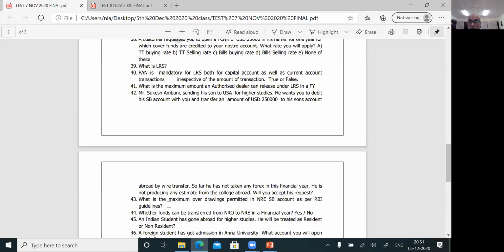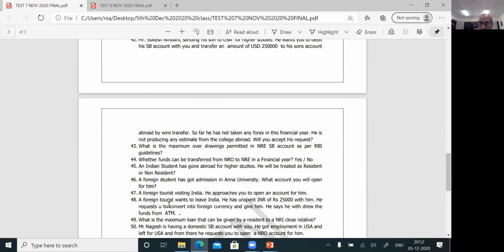Okay. Then what is the maximum TOD in NRO SB as per RBI guidelines? As per RBI guidelines, the maximum TOD for NRO SB is at the discretion of the banks. NRE SB only 50,000 Indian rupees. NRO SB is at the discretion of the bank. For question number 43, the answer is 50,000 Indian rupees.